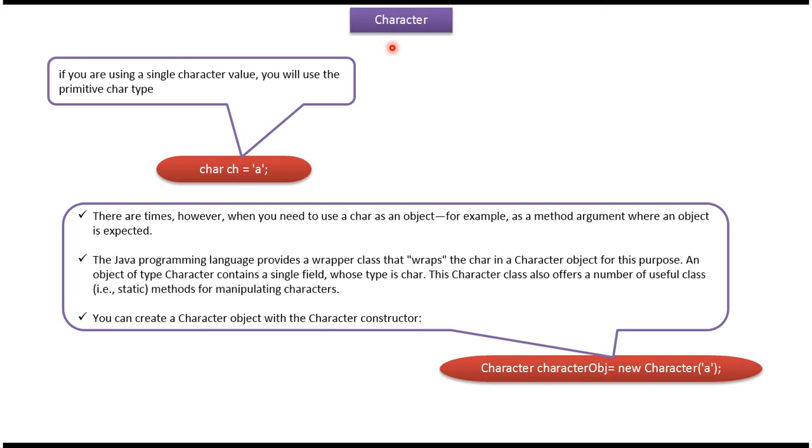Hi, in this video tutorial I will cover the wrapper class Character. This is how we can declare a primitive data type char. Using the wrapper class Character, we can wrap the primitive data type char. Using the Character constructor, we can create a Character object.